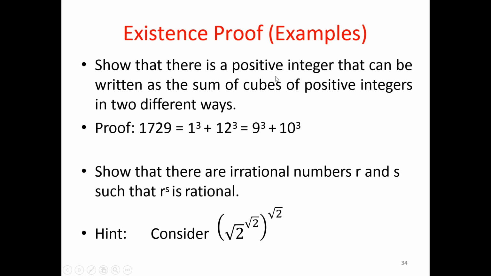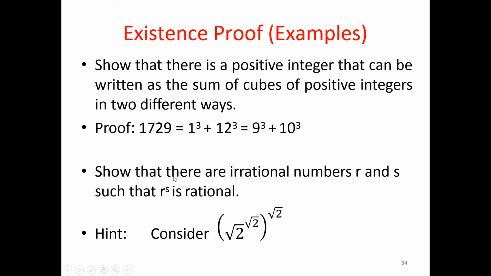Show that there is a positive integer that can be written as the sum of cubes of positive integers in two different ways. So we just need to give an example, and there is an example: 1729, which can be written as 1 cube plus 12 cube, and it can also be written as 9 cube plus 10 cube. So the statement is true because we are able to find an integer which is the sum of cubes of positive integers in two different ways.